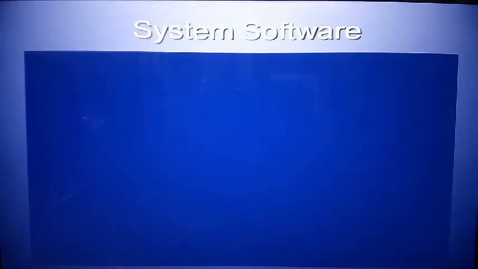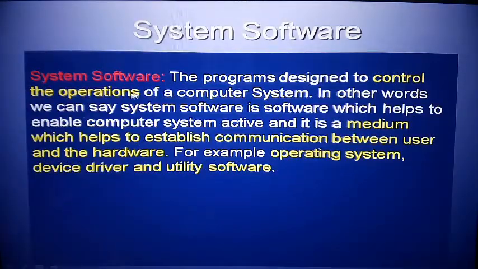So what is system software? System software is the program designed to control the operation of the computer system. Operation means what work you want to do on the computer, any action on the computer. All the work is controlled with the help of system software.